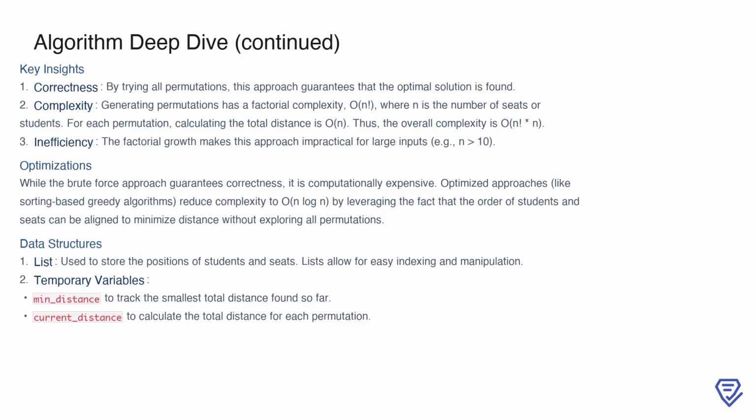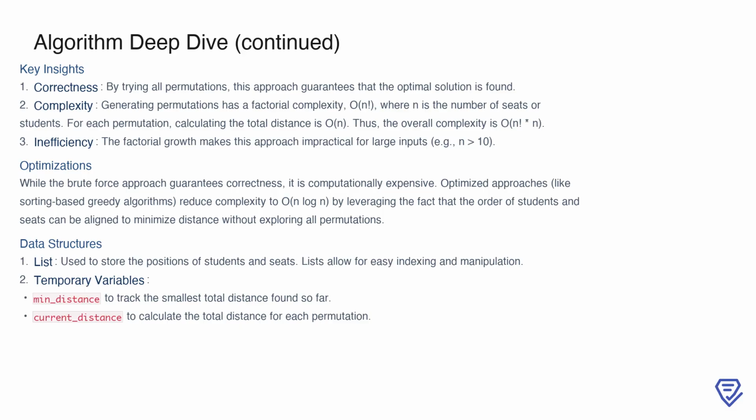This brute force approach is correct because it systematically evaluates every possible way to assign students to seats, ensuring we find the optimal solution. However, its computational complexity is quite high. Generating permutations has a factorial complexity of O(n!), where n is the number of seats or students. Calculating the total distance for each permutation adds an additional O(n), resulting in an overall complexity of O(n! * n). This makes the approach impractical for larger inputs, such as when there are more than 10 students or seats.